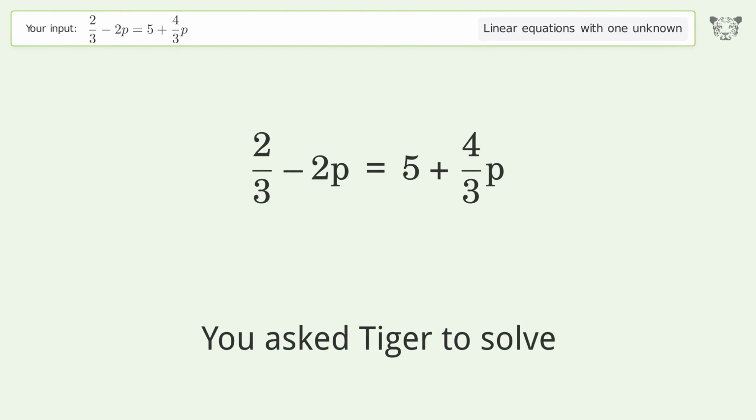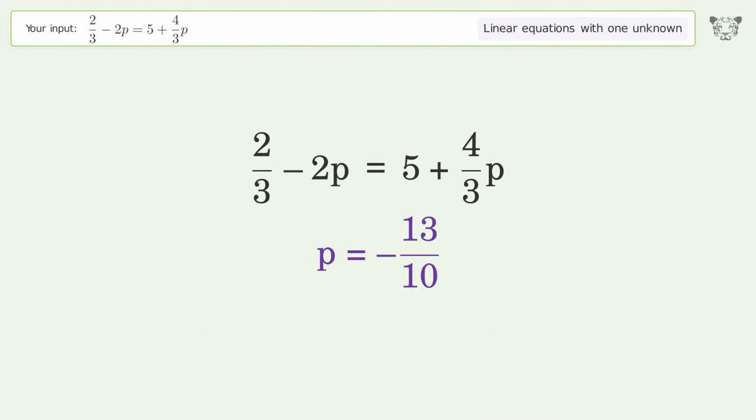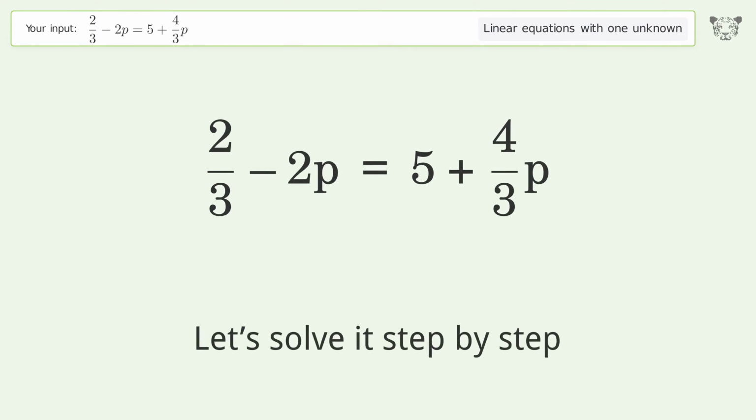You ask Tiger to solve this. It deals with linear equations with one unknown. The final result is p equals -13/10. Let's solve it step by step.